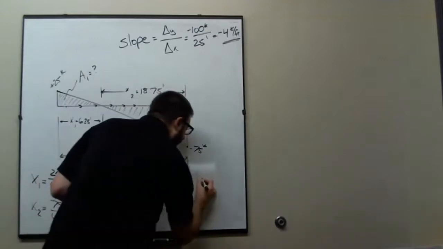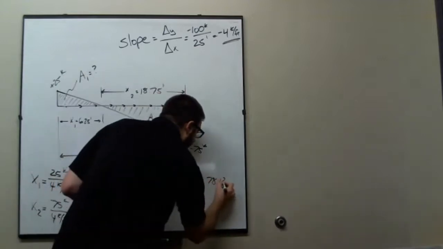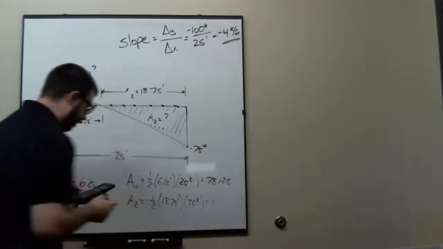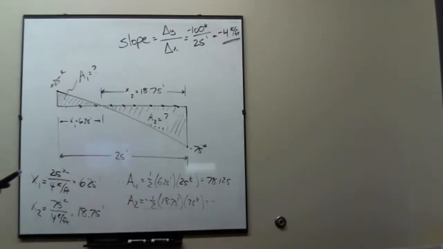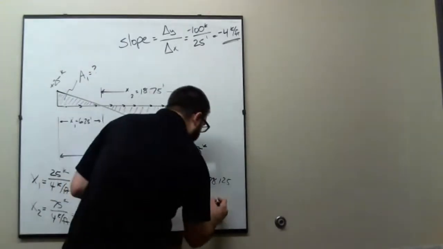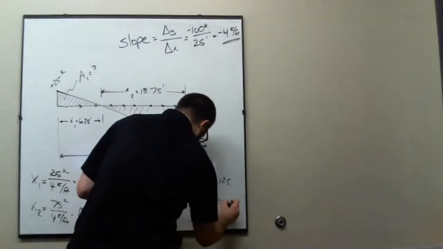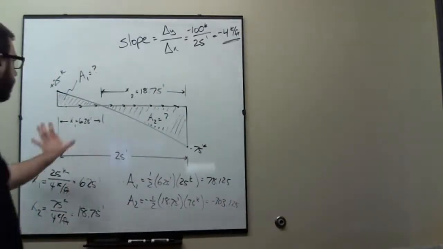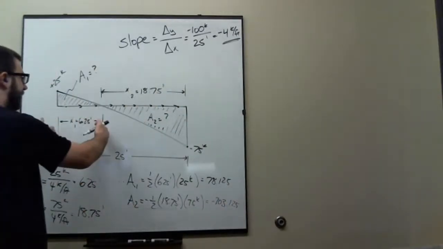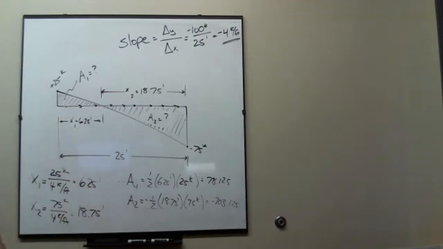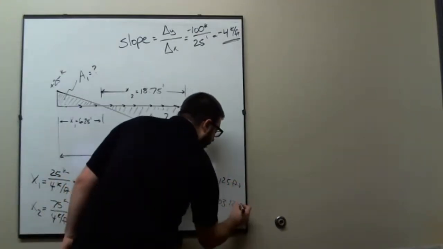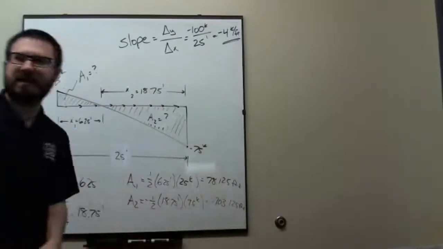This one comes out to 78.125. And this one comes out to be negative, 0.5 times 18.75 times 5, 703.125. And also look at your units, right? This dimension on the x-axis is feet, the y-axis is kips. These units are going to be foot kips. Foot kips. Does that make sense?